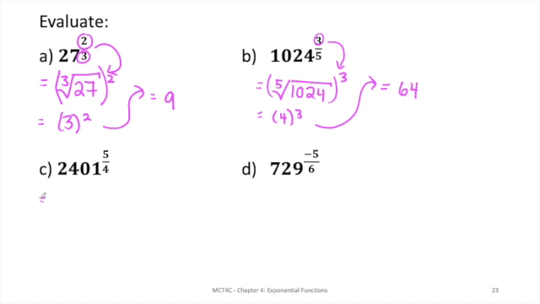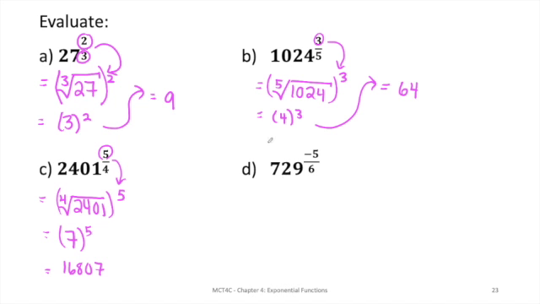Okay, again, 4th root of 2401. Keep the numerator as the exponent outside the brackets. What number times itself 4 times is equal to 2401? Which is 7. Keep it to the 5th. Oh, and you'd probably have to plug that in on your calculator.